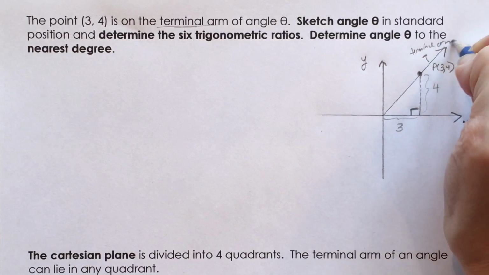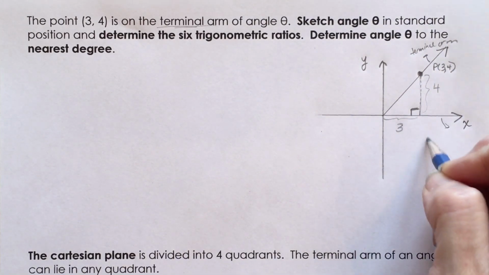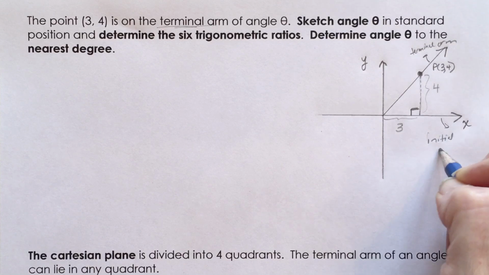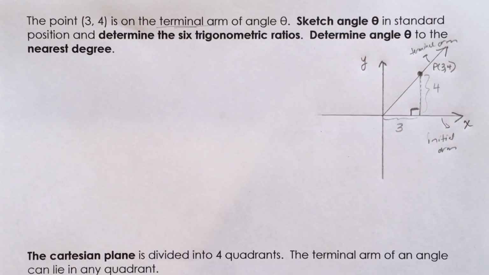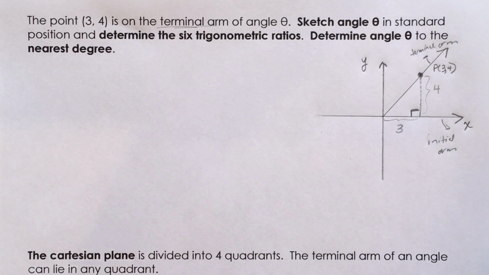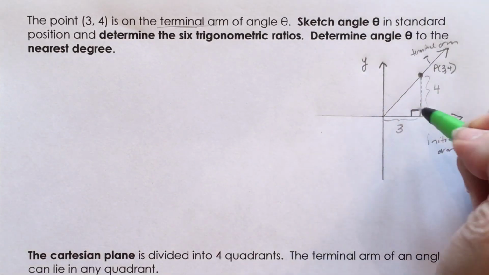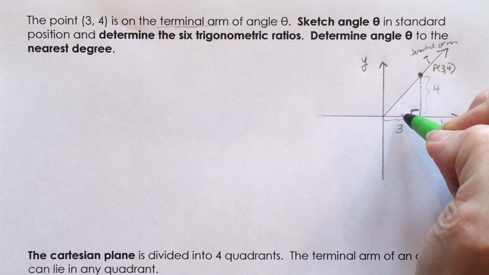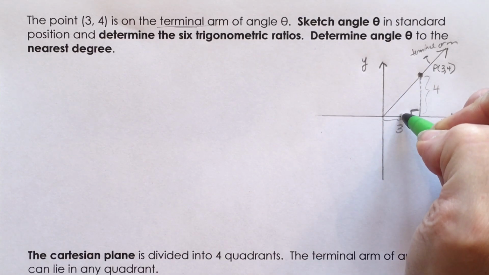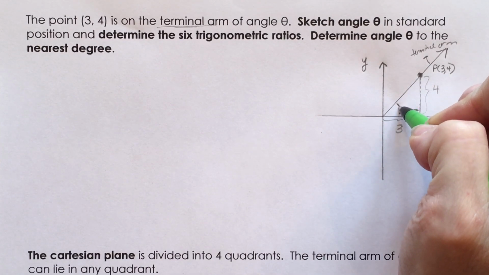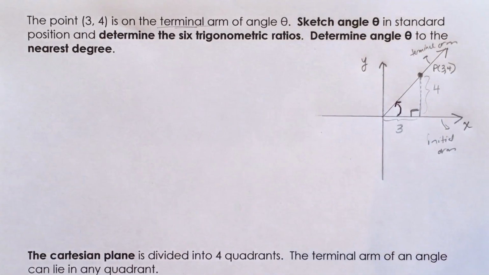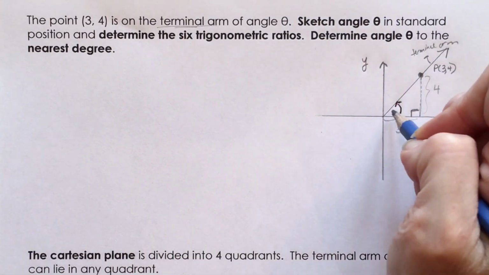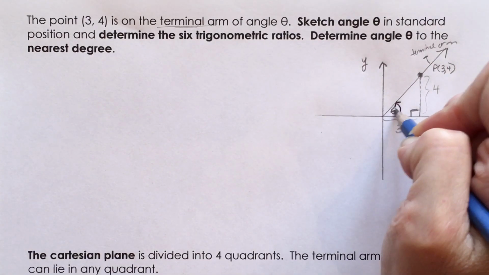Remember, the initial arm is always the x-axis of angle theta. So we haven't even drawn in angle theta yet, and that's the most important part of the sketch to get your marks here. So angle theta is a directed angle, so we want to show that it's from the x-axis to the terminal arm. So we're going to use an arrow showing that angle theta starts at the x-axis and goes towards the terminal arm. And I'm just going to label that theta.